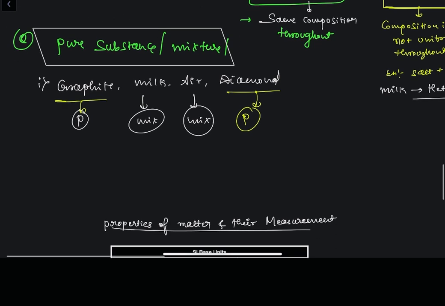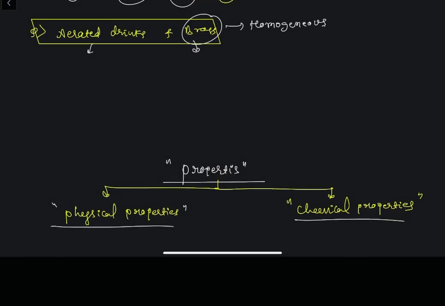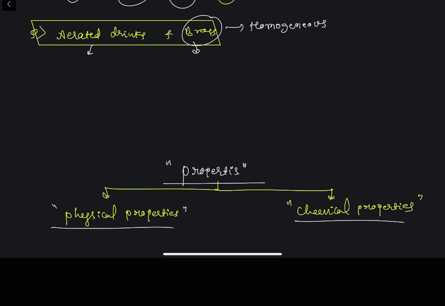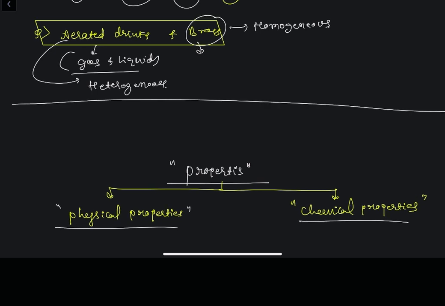And when it comes to homogeneous and heterogeneous, if I am using the two words aerated drinks and brass, here the word aerated drinks is there. This aerated drink actually has a liquid and gas phase. Therefore, it can be easily separated. Then it becomes heterogeneous. Therefore, you can understand the difference between homogeneous and heterogeneous.